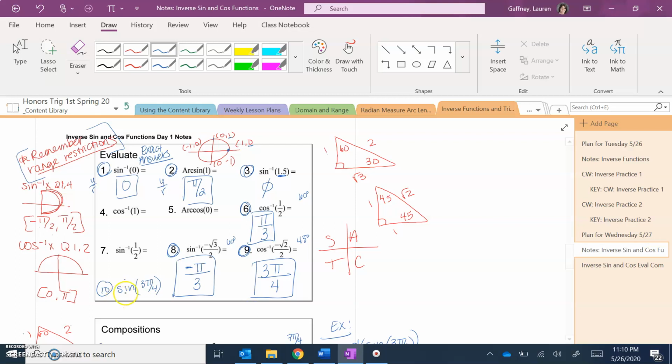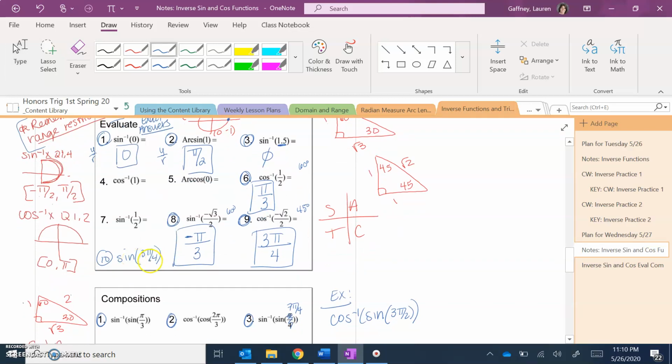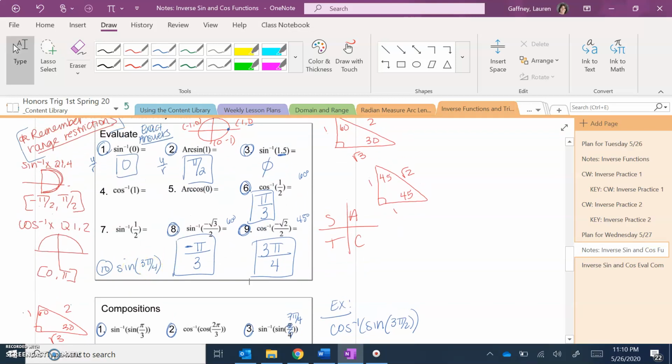Now, look at this bottom one. Sine of 3 pi over 4. What's different about this one compared to all the others? Hopefully a couple things go off in your brain. There's no inverse. And this is an angle. It's 3 pi over 4. That's not a trig ratio.